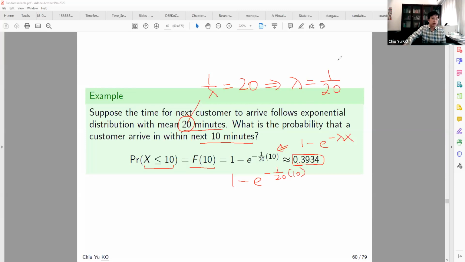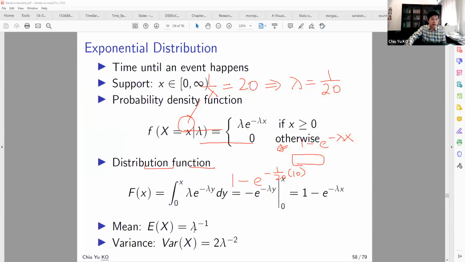Because the mean is 1/lambda. Okay, very good question. The mean is 1/lambda, not lambda minus 1/lambda. Is that okay, Peter? Just take 20 and put it on the left-hand side, yeah.